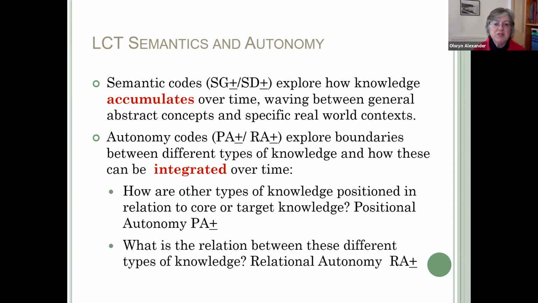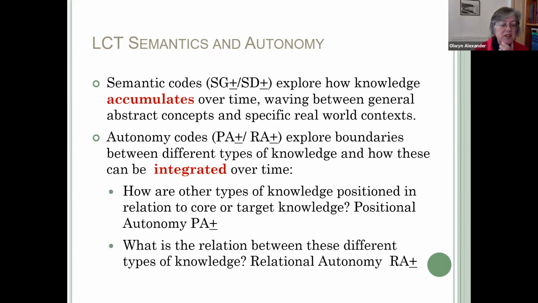So the autonomy codes. Autonomy is a bit of a misleading label because we're used to the idea of teacher and student autonomy, but it doesn't relate to that. It's about the bounded nature of knowledge. So we can talk about disciplines, for example, having different kinds of knowledge. Law and medicine and engineering are all looking at different kinds of knowledge. So autonomy is about the boundaries around knowledge.